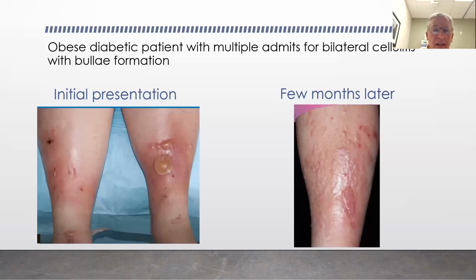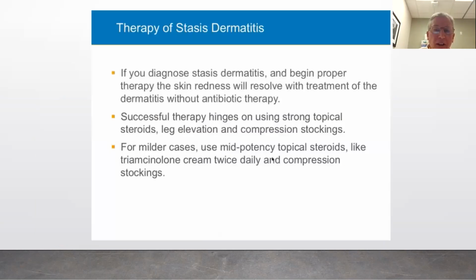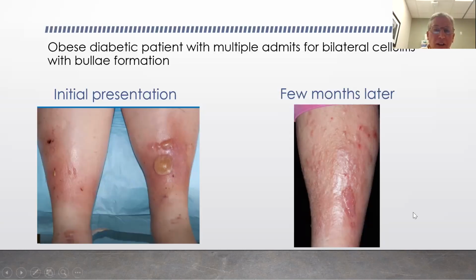This is a woman who was admitted, multiple admits for bilateral cellulitis. If you look at her initial presentation on the left, again, you see bilateral redness, you see bullseye formation, you see a little bit of desquamation, and you see that the rash is not confluent, it's sort of patchy bilateral. And so this is another case of stasis dermatitis, not cellulitis. And after a few months, she got more induration, more hyperpigmentation, and more of a bound down appearance developed for this patient.